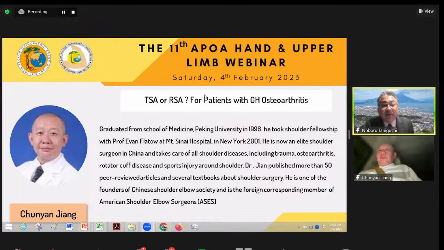CB graduated from School of Medicine, Peking University in 1996. He took a shoulder fellowship with Professor Evan Flatow at the Mount Sinai Hospital in New York in 2001. He is now an elite shoulder surgeon in China and takes care of shoulder disease, including trauma, osteoarthritis, rotator cuff disease, and sports injury around the shoulder. Dr. Jiang has published more than 50 peer-reviewed articles and several textbooks about shoulder surgery. He's one of the founders of the Chinese Shoulder Elbow Society and a foreign corresponding member of the American Shoulder and Elbow Surgeons. Yes, yes. So, Dr. Jiang, are you ready to talk?